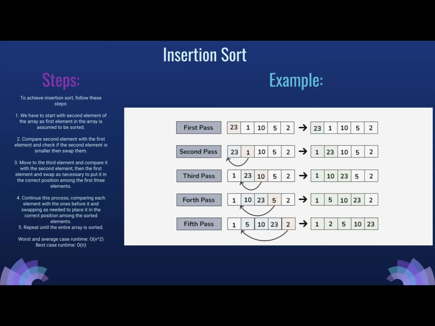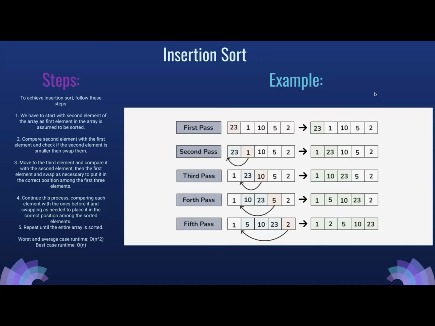For the third step, you're going to move to the third element, compare it with the second element, then the first element, swap as necessary to put it in the correct position, and you continue this process until it is completely sorted. So in the third pass, we have 10. 10 is less than 23 but greater than 1, so we place 10 in between 1 and 23, increment 23 by 1. Check 5, then check 2, and so on and so forth until it is sorted.